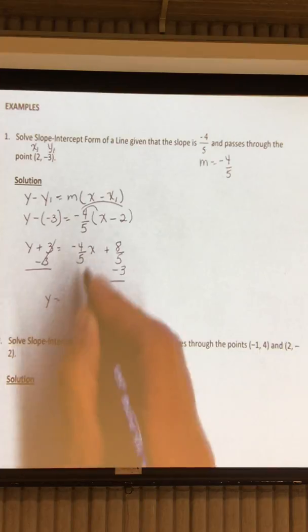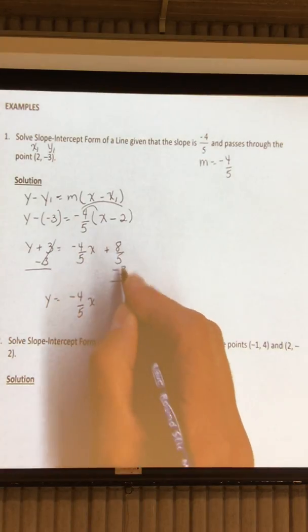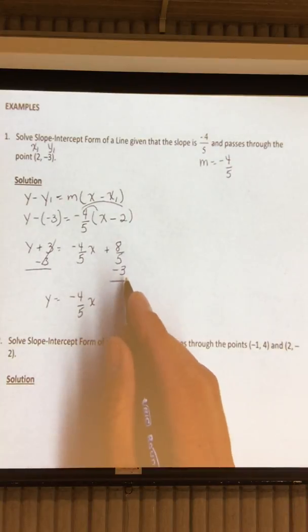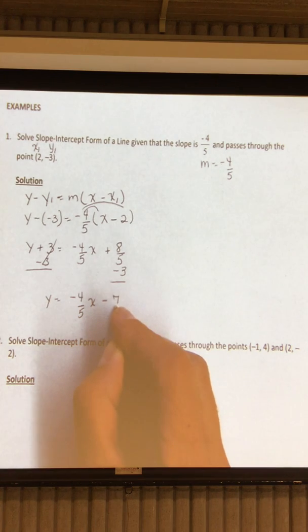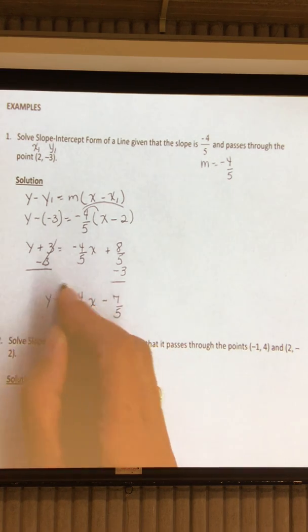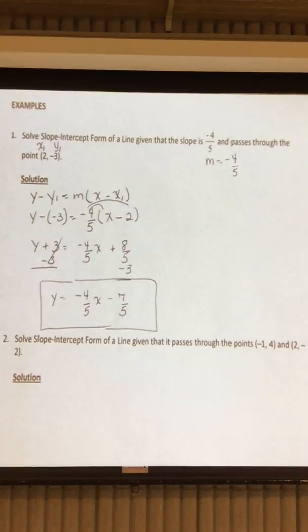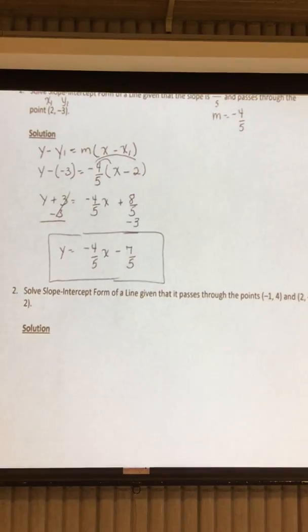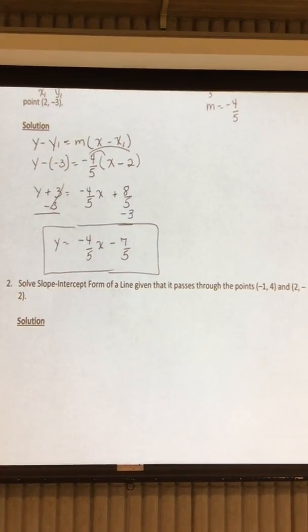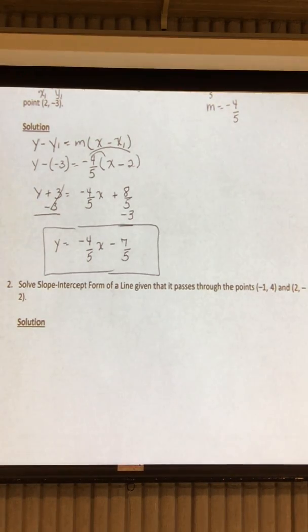So y is equal to -4/5 x, and here 8/5 minus 3 is equal to -7/5. And this is your answer, -4/5 x minus 7/5. Problem number 2. Solve slope-intercept form of a line given that it passes through (-1, 4) and (2, -2).